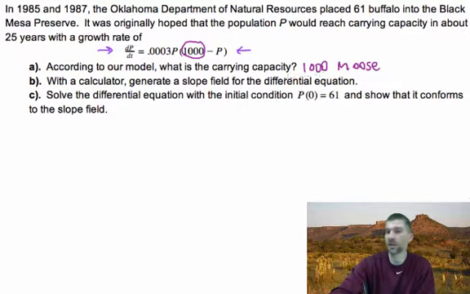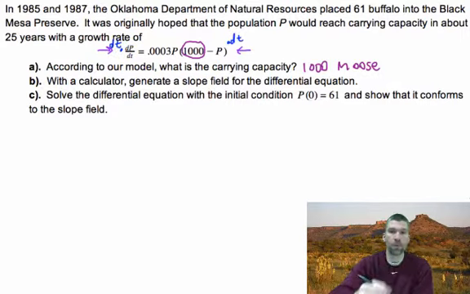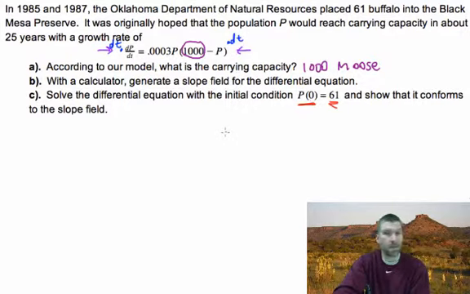With a calculator, generate a slope field for this differential equation, so be able to do that. And then lastly, solve the differential equation with the initial condition that when t is 0, p is 61, and show it conforms to the slope field. So we want to solve this differential equation with this initial value right here, P0, and that's T. Population equals 61, that's P.